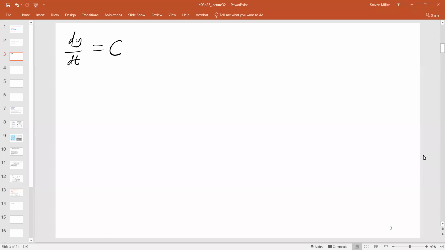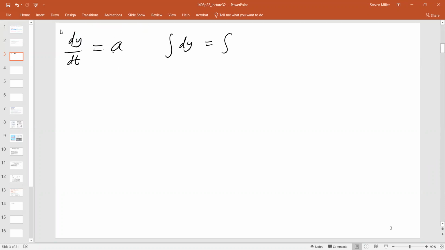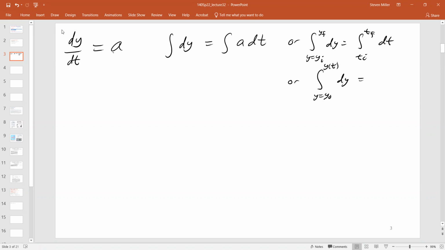So we could write this as the integral of dy equals the integral, I'll let the constant be a. So I'll say dy equals a dt. And if I integrate both sides, there's two ways people like to do this. They like to do it like this, or they might write the integral where y goes from y initial to y final of dy is the integral from t initial to t final of dt. Or you could maybe integrate y from y naught to y of t, dy equals the integral where t goes from 0 to, obviously I've got to be careful because I'm integrating with respect to t, I can't use t as the upper limit.